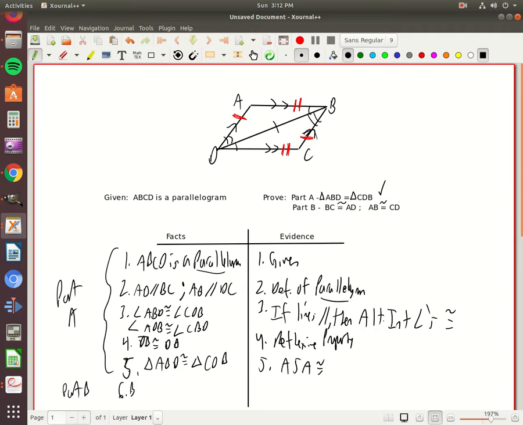I can say, hey, by the way, BC is congruent to AD, and AB is congruent to CD because of CPCTC. These congruent triangles, that means the parts are also congruent. I proved this angle, this side, and this angle, this angle, this side, and this angle, but this opposite side is also congruent, and this opposite side is also congruent. That's what these corresponding parts of congruent triangles are. So I've proven part A and part B.